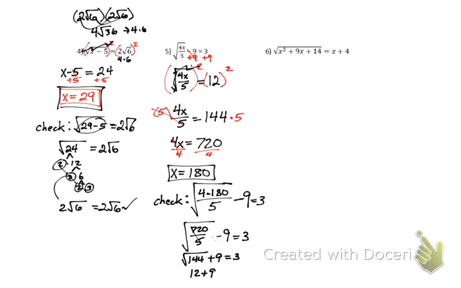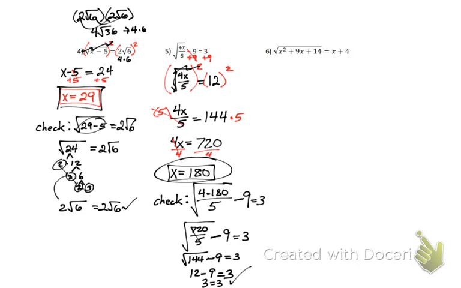I thought this one was going to work out okay, and it looks like it does. So you finally down here have 12 minus 9 equals 3, and yes, 12 minus 9 does equal 3. So yes, this does check out, and yes, once again, x equals 180 is your final answer.